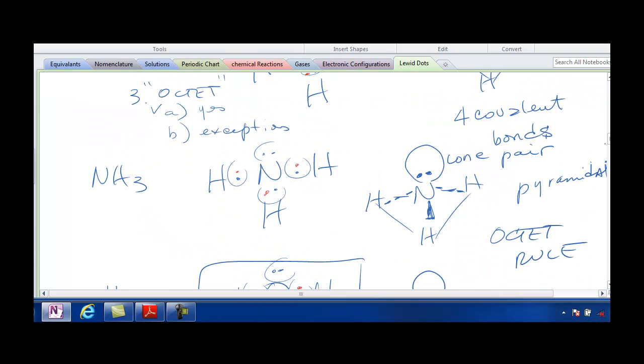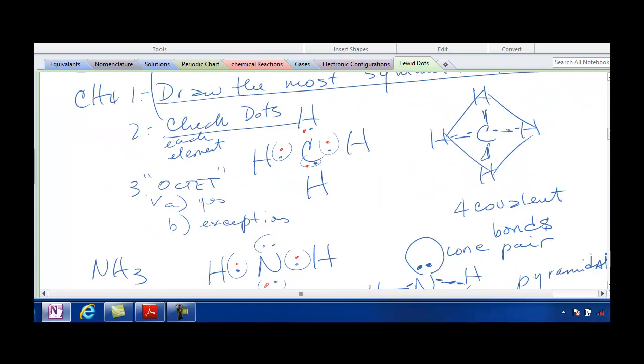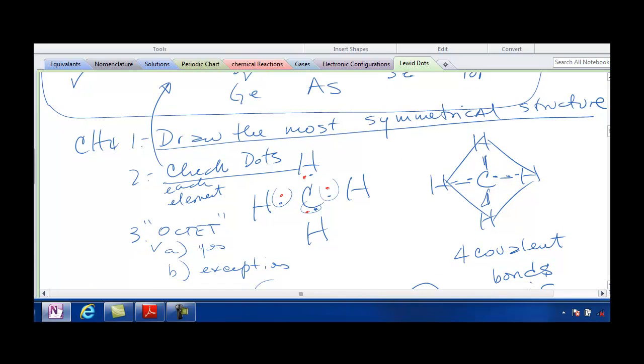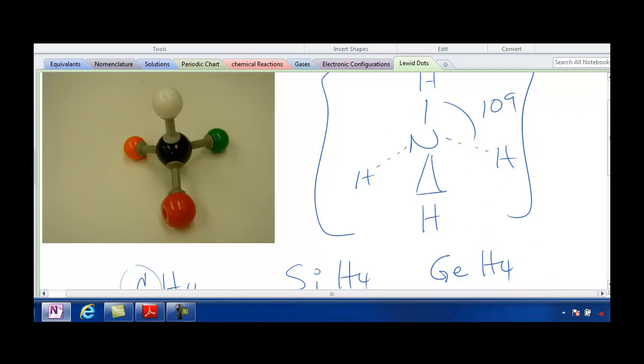We looked at NH3. We looked at the shape of CH4. What was the shape of CH4? Tetrahedral. So you had the carbon in the middle, with hydrogens around it. The angles were 109.